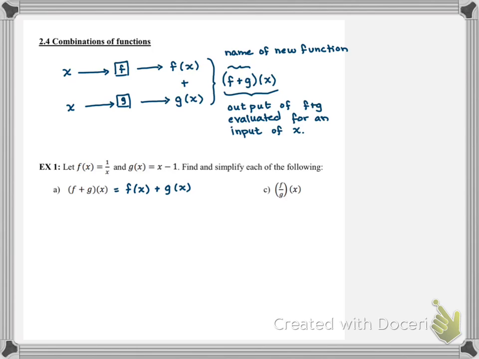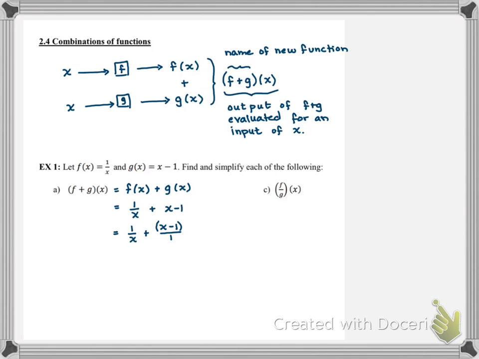So F of X is just 1 over X. And then G of X is X minus 1. And we can think of that X minus 1 as X minus 1 over 1. So we have 1 over X plus X minus 1 over 1, and because there's subtraction there, we think of that as being in parentheses.